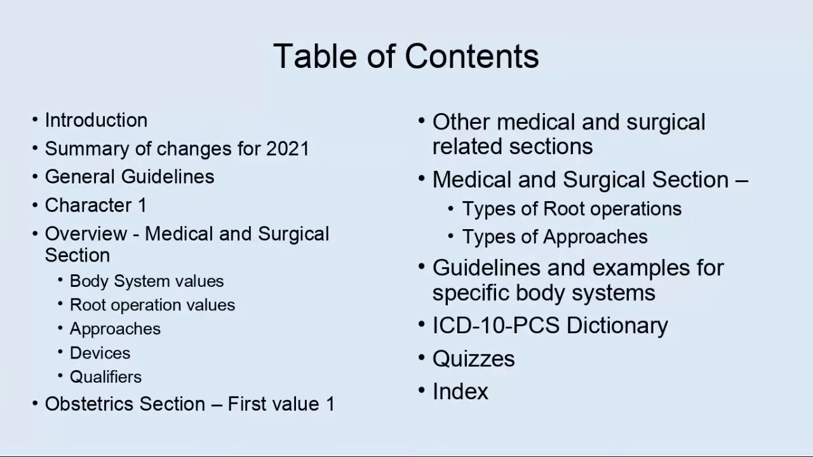This is what's included in the book. You see that it covers general guidelines and guidelines related to each body system. Also included are descriptions of other medical and surgical related sections, initial character 1 through 8 and B through X. The book starts with a summary of the changes for the year and is updated every year. Near the end of the book are quizzes concerning each character in the medical and surgical section. These are often confusing.